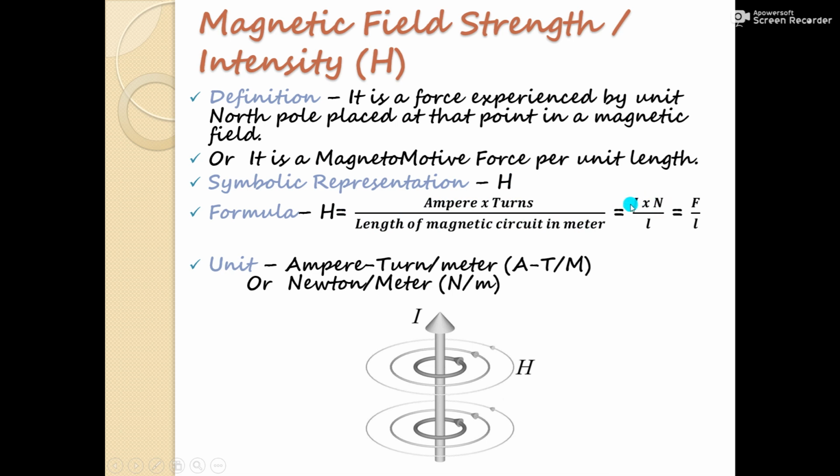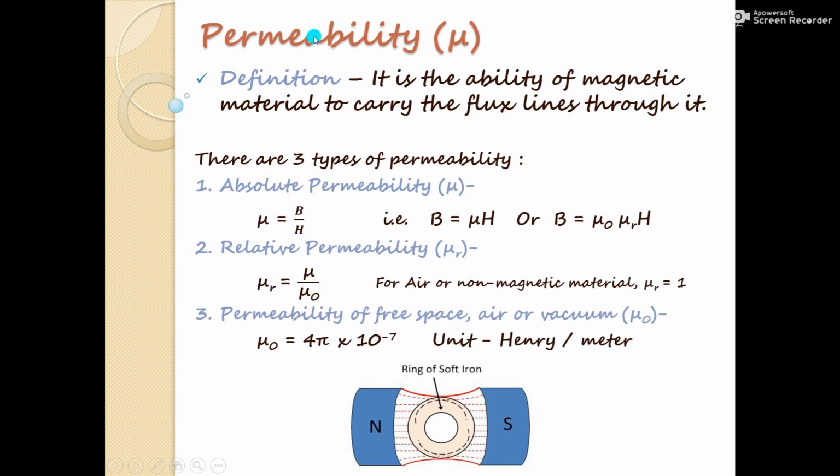So we can write N into I upon L. So that can be written as F upon L. And the unit for magnetic field strength is ampere turn per meter or Newton per meter. The next we have permeability. It is the ability of magnetic material to carry the flux lines through it. There are three types of permeability: absolute permeability, relative permeability, and permeability of free space or air or vacuum.